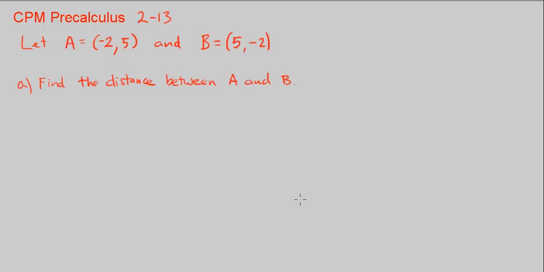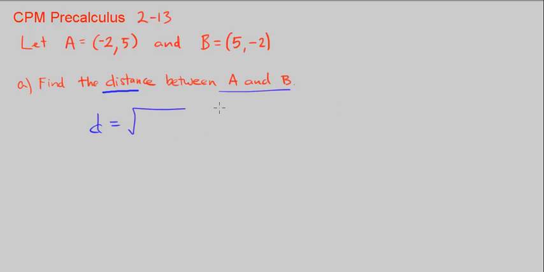This is CPM Precalculus Chapter 2, number 13. Let A equal the point (-2, 5), and B equal the point (5, -2). Part A is to find the distance between A and B. This one's pretty straightforward. We need to use the distance formula to find the distance between A and B.